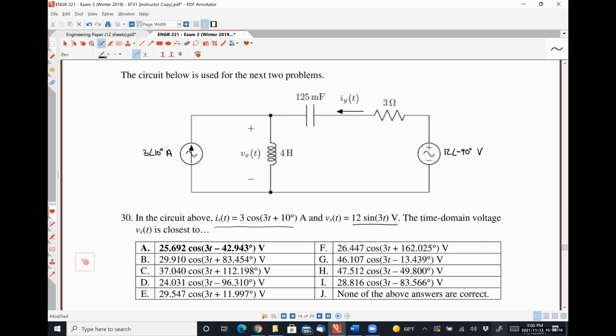All right, so the resistor is obviously just going to continue to be a 3 ohm resistor. So this is Vx of t. Now we're going to convert it to a phasor quantity, X with a bar over it. Similarly, we're going to replace Iy of t with a phasor current.